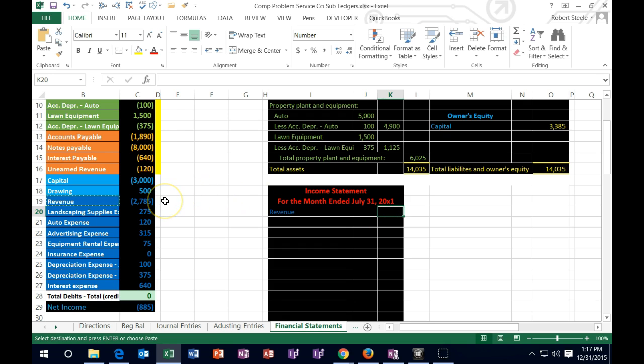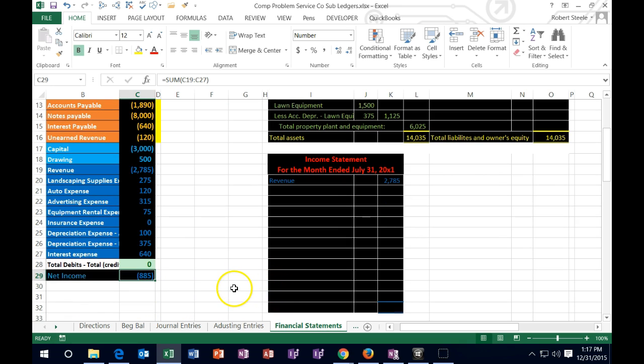Note that revenue has a credit in it, and we want to flip the sign, of course. Therefore, I'm going to put a negative here instead of an equals, point to the revenue of 2785 and enter, and there we have it. Now note, our goal is to get to net income, and we already know what net income is. It's 885, not a negative number. It's not a loss. That means a credit, so we should have a positive 885 when we are done.